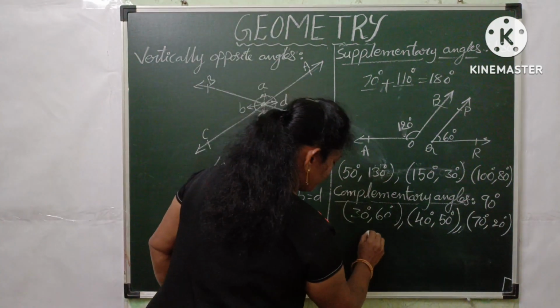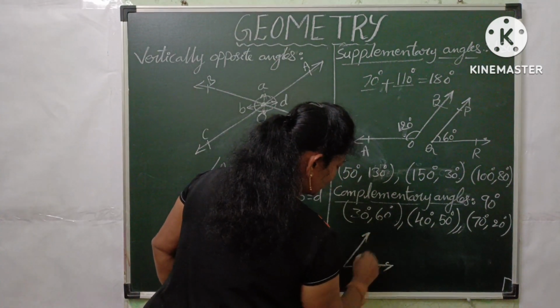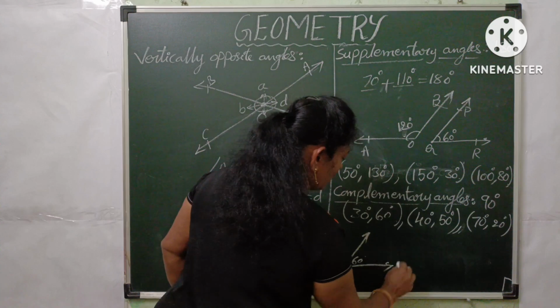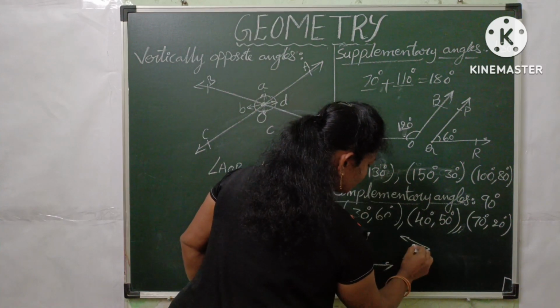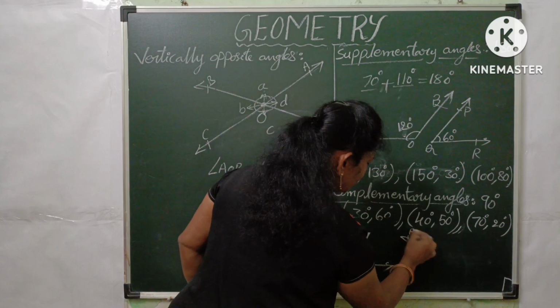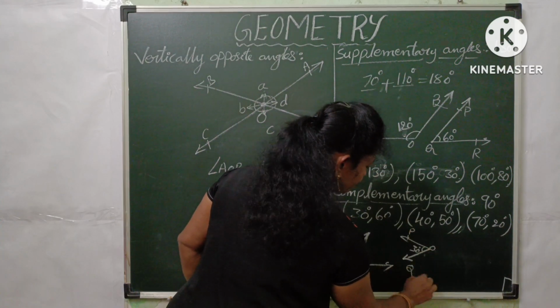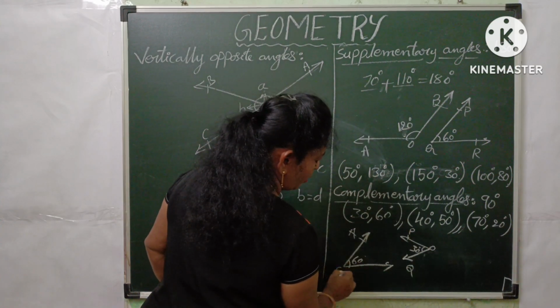So suppose see 60 degrees and another figure 30 degrees, POQ and AOB.